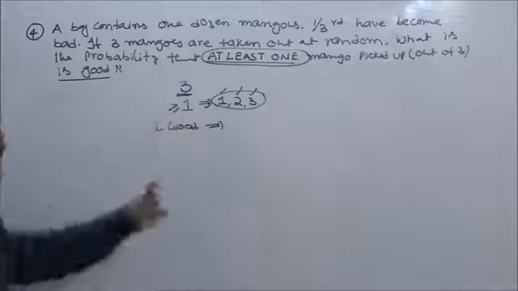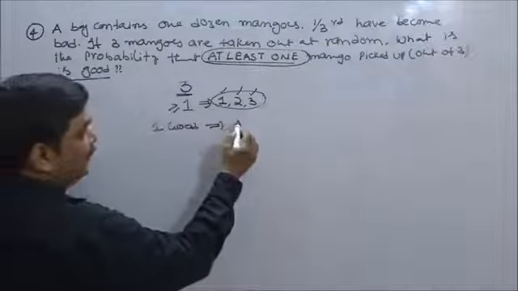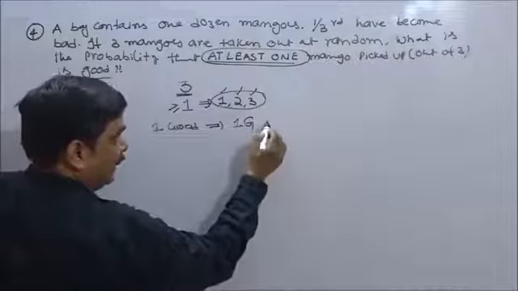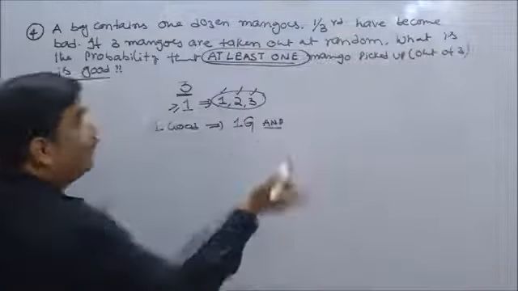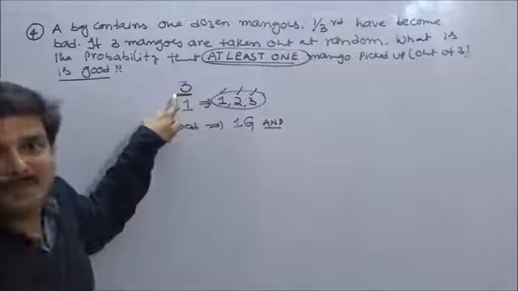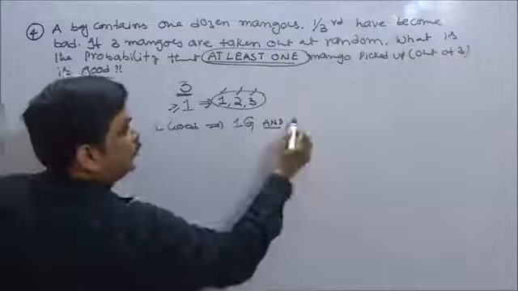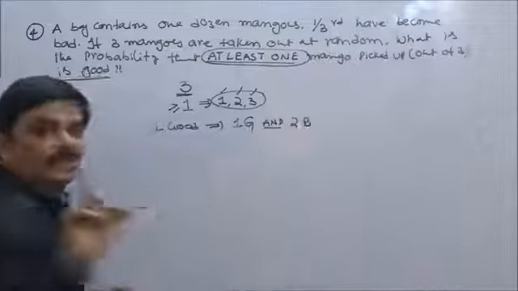What do you mean by 1 good? 1 good means 1 should be good, and I'm writing the remaining 2, because total 3 I'm picking up. 1 should be good and the remaining 2 should be bad. First case.